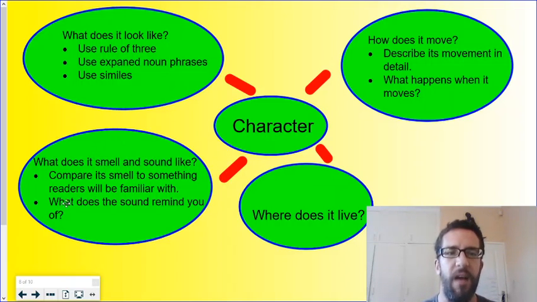What does it smell and sound like? And again, my tip there was compare its smell to something that readers will be familiar with. All right? Because then they'll be able to imagine. What does the sound remind you of? So again, tell me what the sound is. You can write there, when the creature spoke, or when the creature roared, or when the creature made a sound, it reminded me of. And again, what does it remind you of? Because again, the reader will be able to relate to that. And finally, we're going to write an idea of where does it live. So we're going to use these 4 bits over here to start brainstorming some ideas.